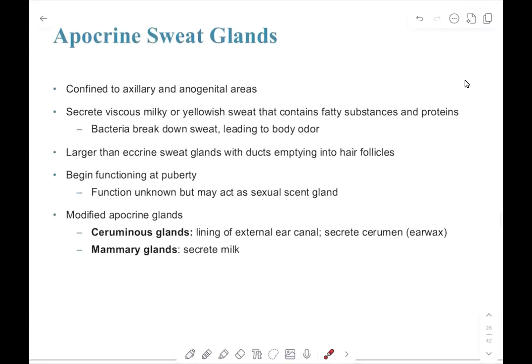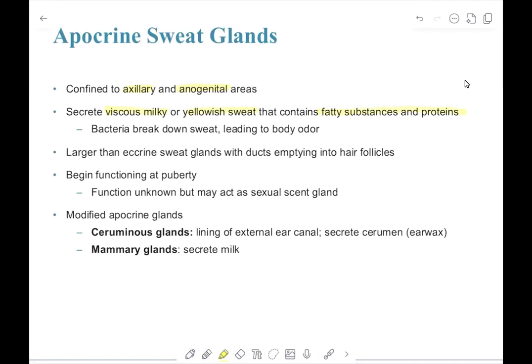So the second sweat gland is called the apocrine sweat gland, and it's specifically located in the stinky areas. So the axillary, the armpit, also the anogenital areas. And it secretes a more viscous, milky, or yellowish sweat that contains fatty acids and proteins.